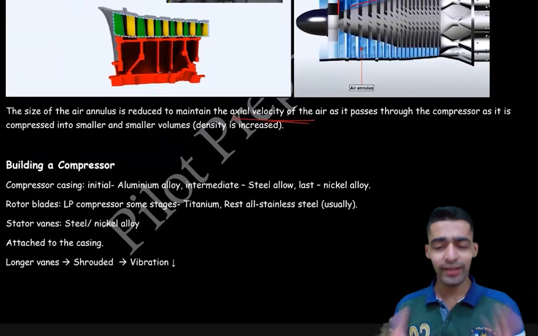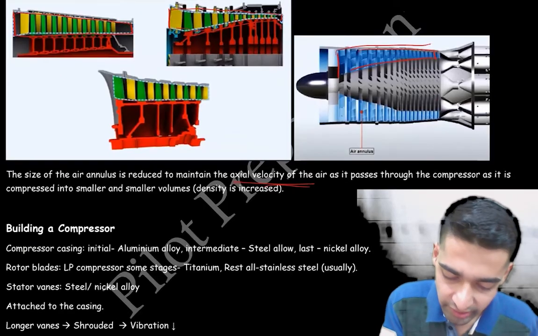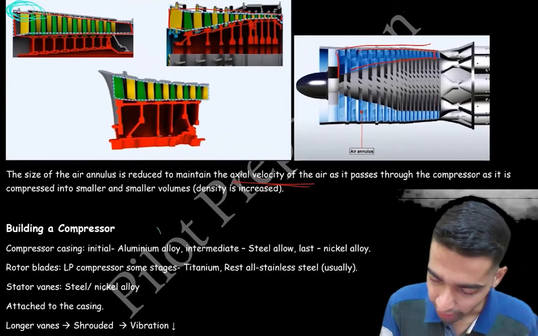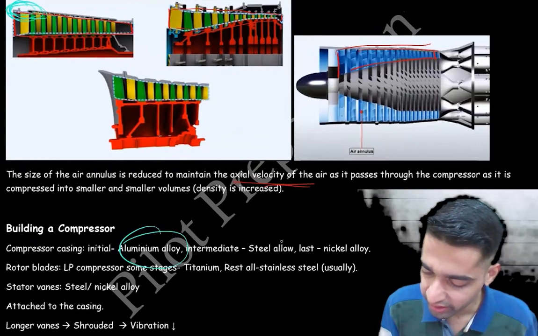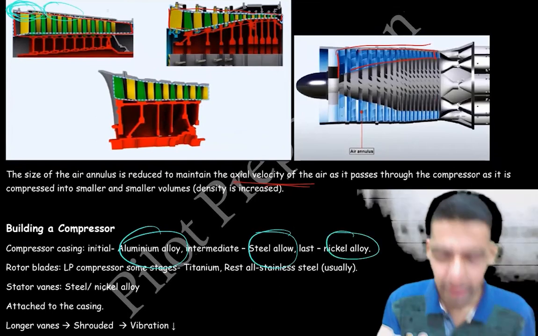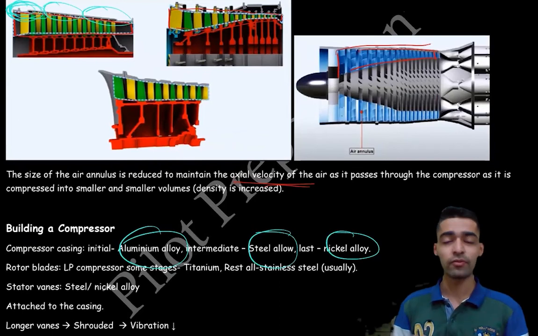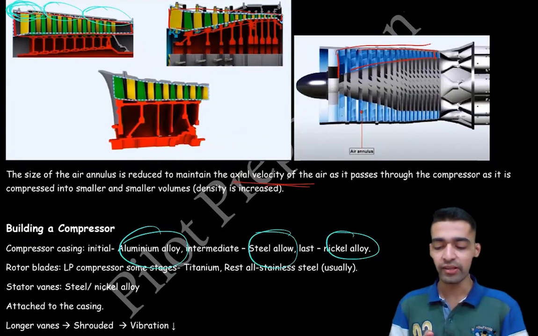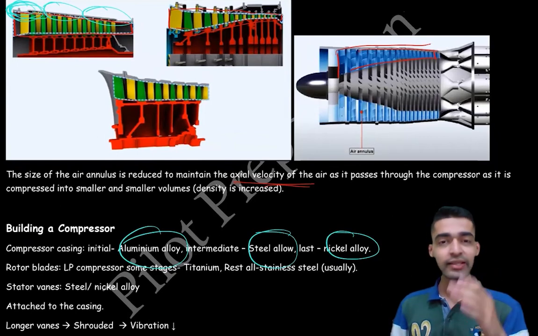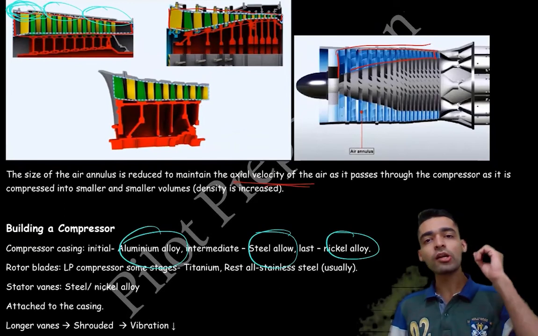Now let's learn to build a compressor. Let's start with the casing, the compressor casing. If you see this compressor casing, the initial part of the compressor casing is aluminium alloy. Then the intermediate part of the compressor casing is steel alloy. And the last part is nickel alloy. Can you tell me why different types of metals are used to make a compressor casing? Because the starting part will not be facing a lot of heat, whereas steel alloy can withstand more heat and nickel alloy can withstand a lot of heat.